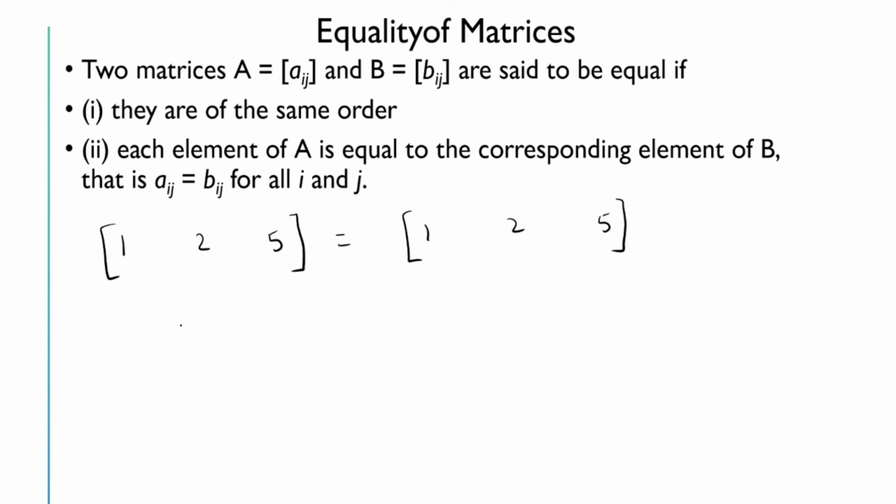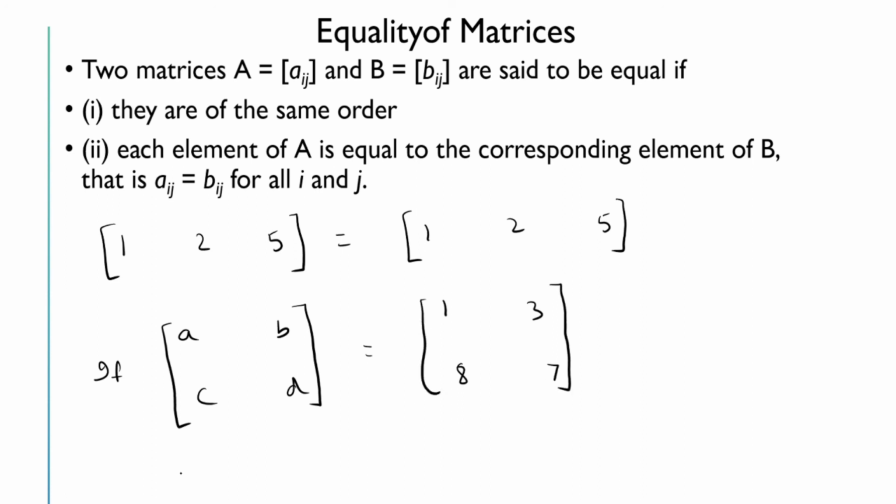Let us see another example. If A, B, C, D is equal to, let us take 1, 3, 8, 7. Then we have A is equal to 1, B is equal to 3, C is equal to 8 and D is equal to 7. So this is with respect to equality of matrices.